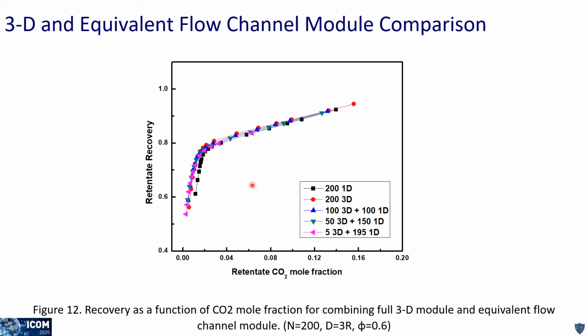We'd like to eliminate those differences with minimal increase in computational complexity. The approach that we took is to simulate the flow through the first, say, 5, 50, or 100 fibers adjacent to the wall, and then use the 1D equivalent flow channel approximation for the rest of the fibers. What we see is that we can choose as few as 5 fibers and do the full 3-dimensional simulation, combine that with the 1D approximation for the remaining 195 fibers, and get very good agreement with the full 3D simulations. So this offers a way to reduce the computational complexity while accurately calculating the interactions that occur between flow channels.